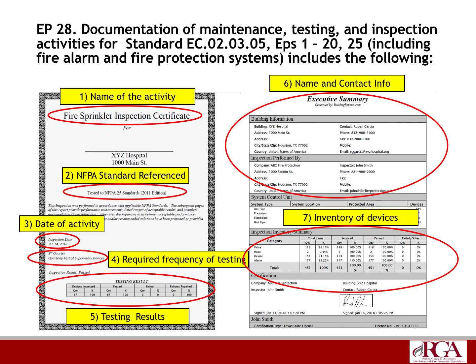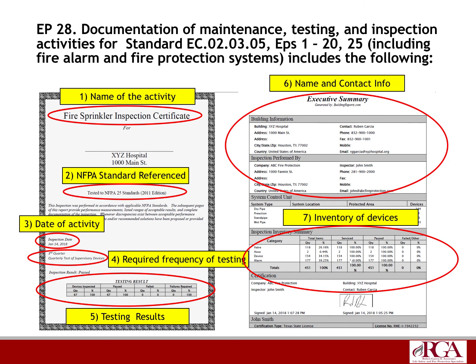You have to have the name of the activity. Is it a fire alarm inspection? Is it a fire door inspection? Is it a sprinkler inspection? You have to have the NFPA standard that's referenced. Currently, right now, we're on the 2012 edition of the Life Safety Code, which is going to have substandards that tell you which specific editions to follow. So in this case, it says tested per NFPA 25 standards, 2011 edition.